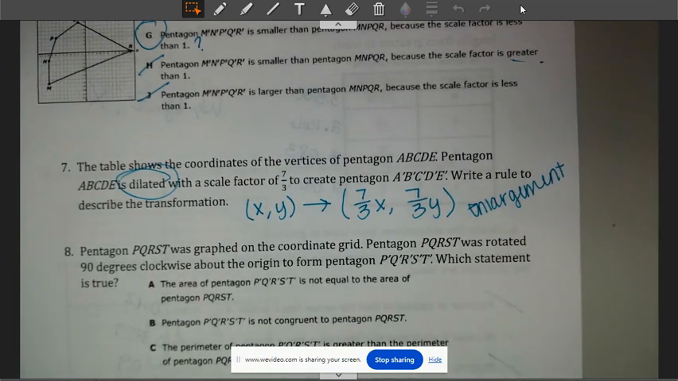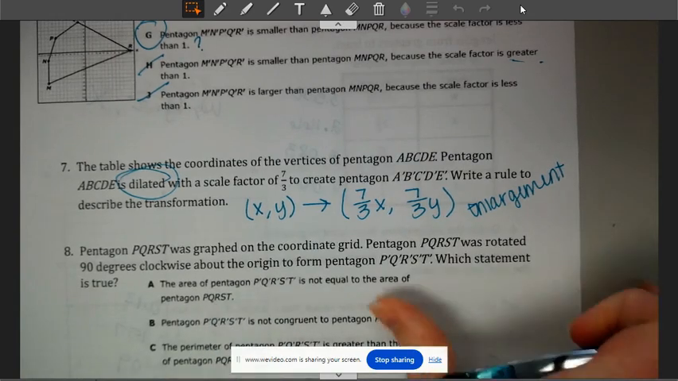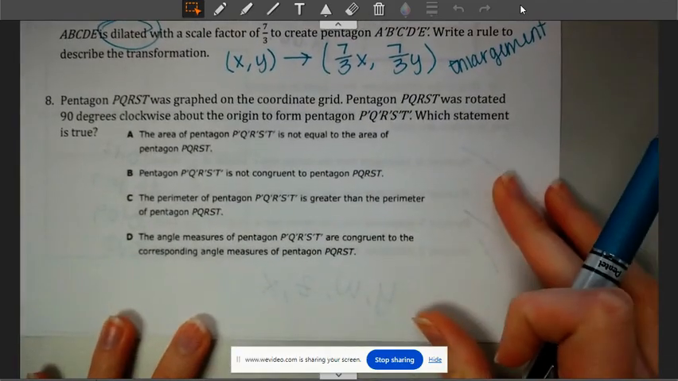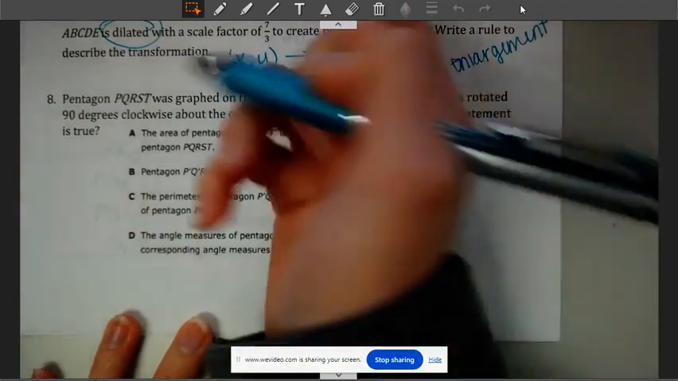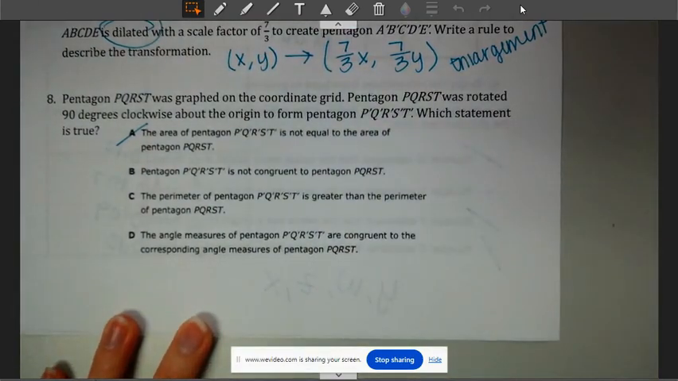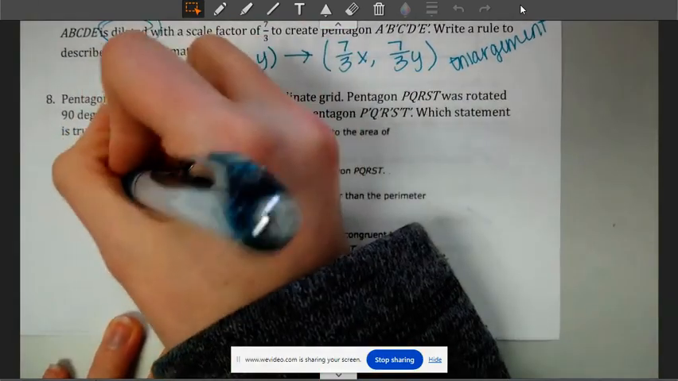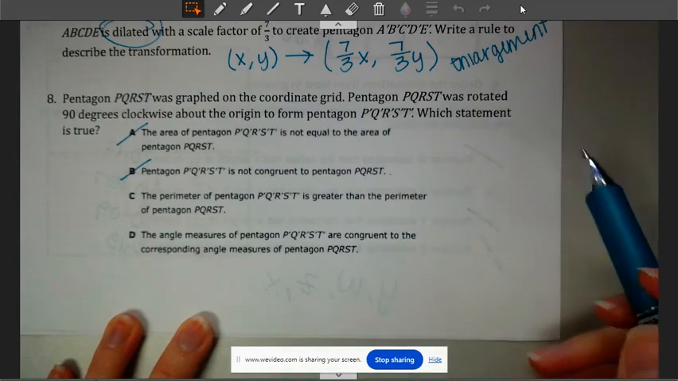Number 8, pentagon PQRST was graphed on the coordinate grid. Pentagon PQRST was rotated 90 degrees clockwise about the origin to form pentagon P prime, Q prime, R prime, S prime, T prime. Which statement is true? Okay, rotations. The area of the new one is not equal to the old one. Okay, well, rotations, we don't change the size of the shape. So the area is not going to change size. The pentagon is not congruent. Well, no, I didn't change the size. We just made that decision in the first one.